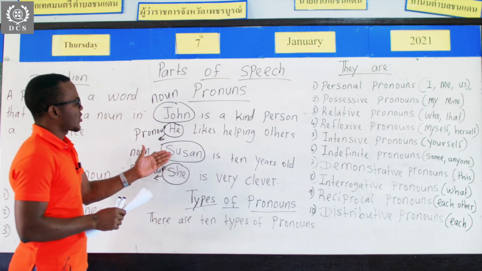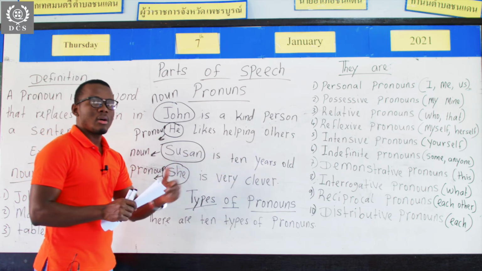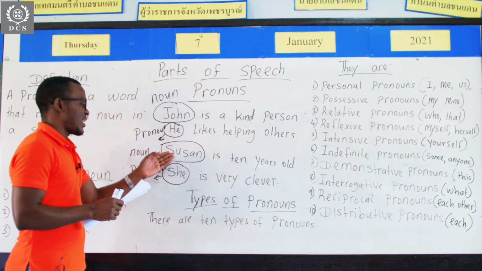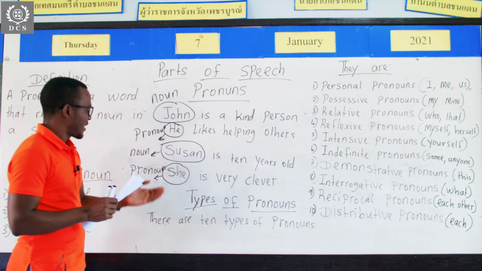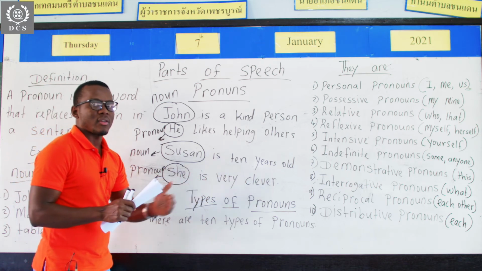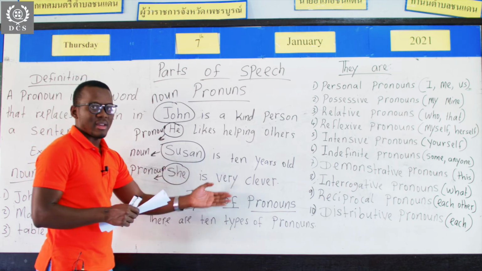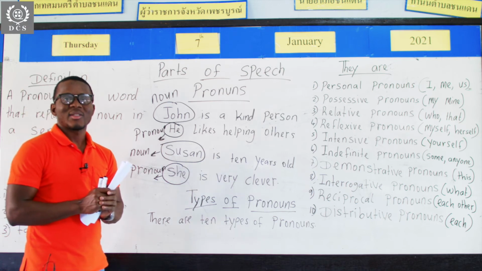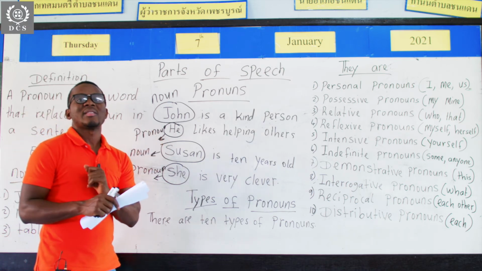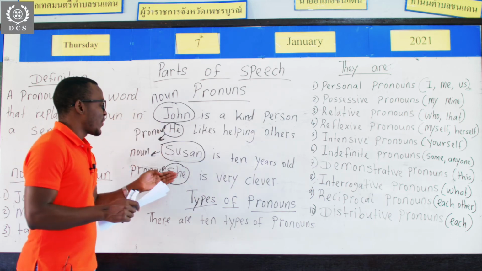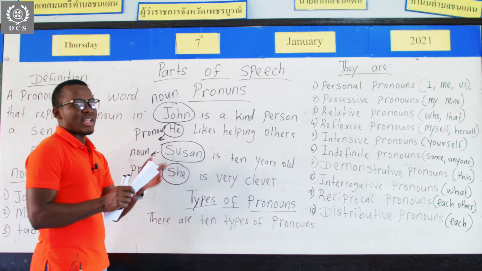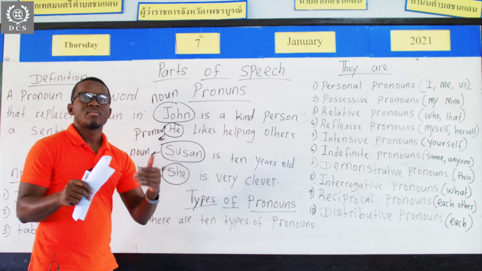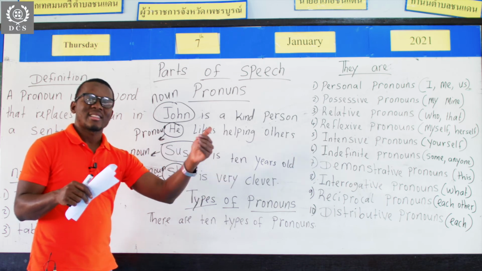Second one, Susan is 10 years old. Susan is a noun. She is very clever. She is a pronoun. So you can see she is a pronoun, and Susan is a noun. So the she replaces Susan in a sentence. That is the use of a pronoun. It replaces a noun in a sentence.